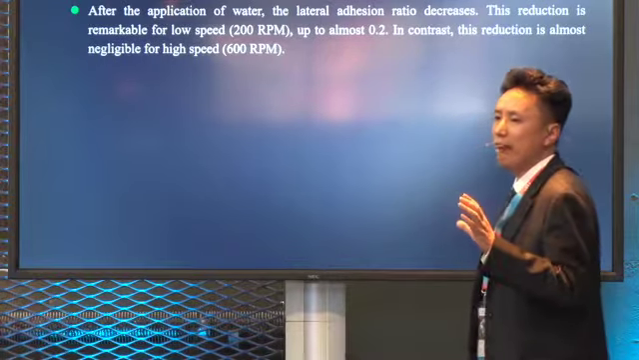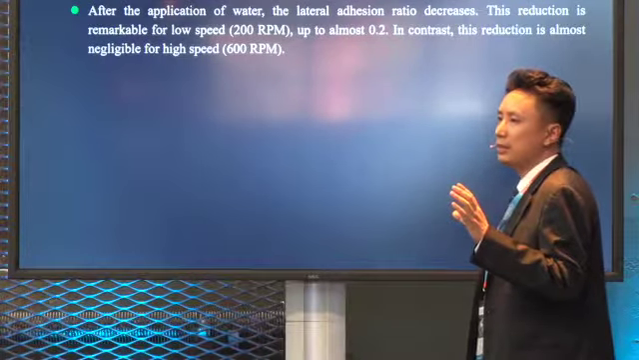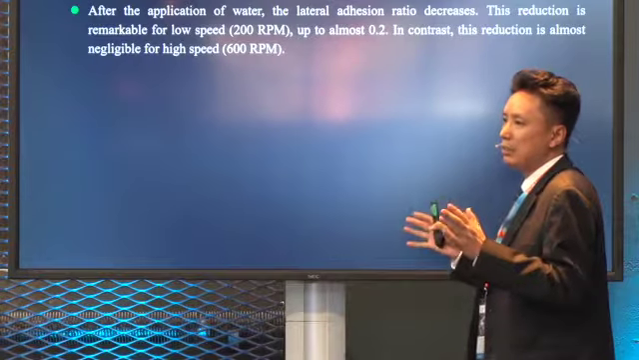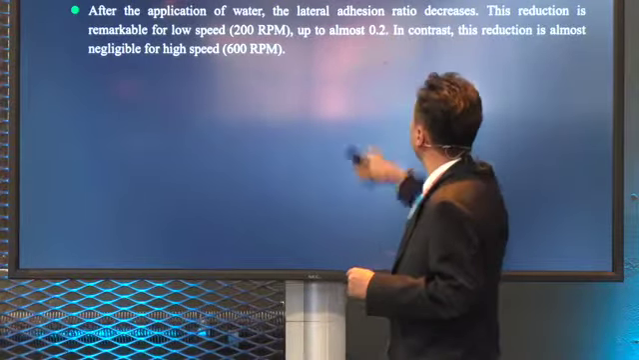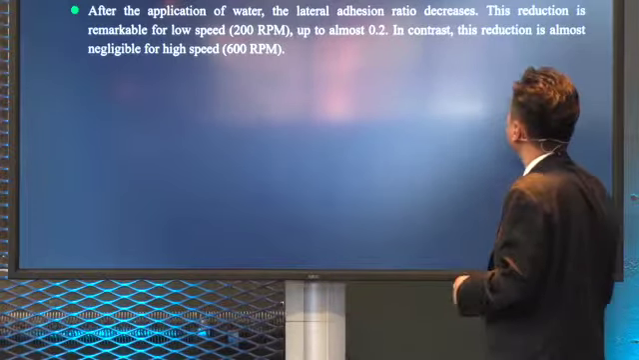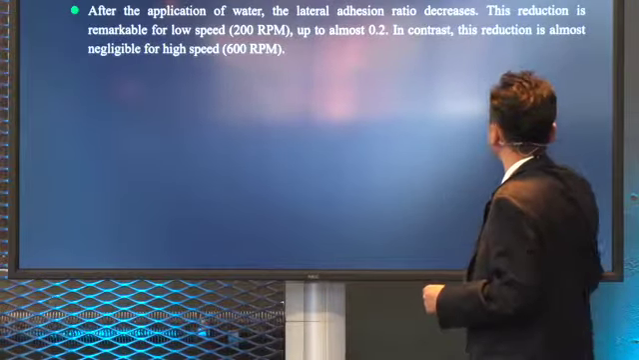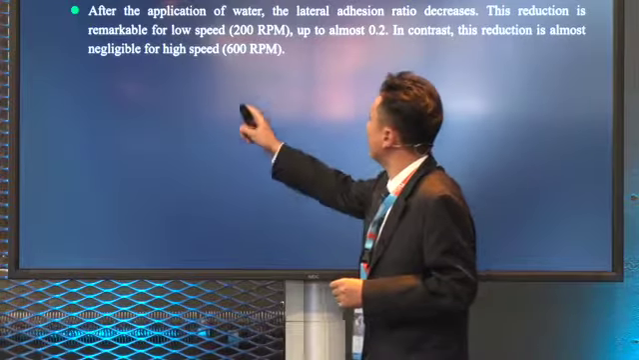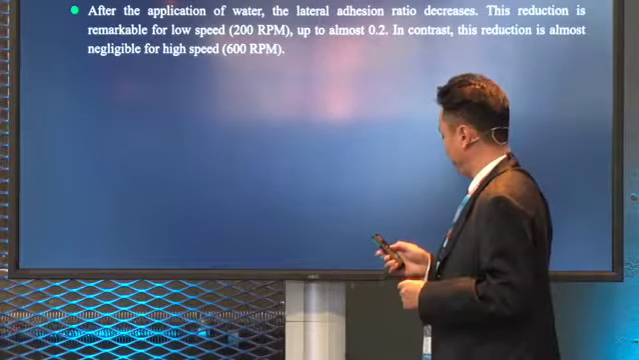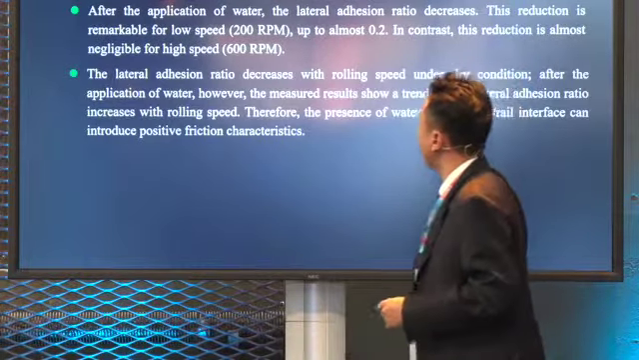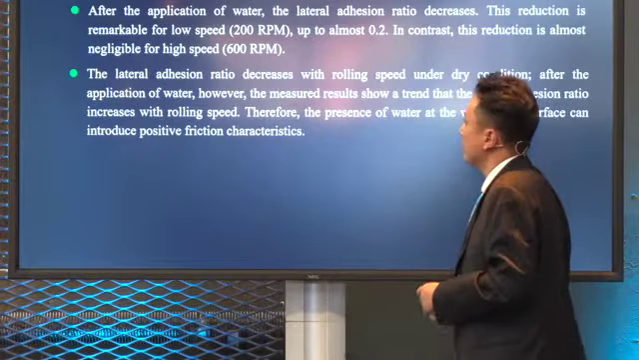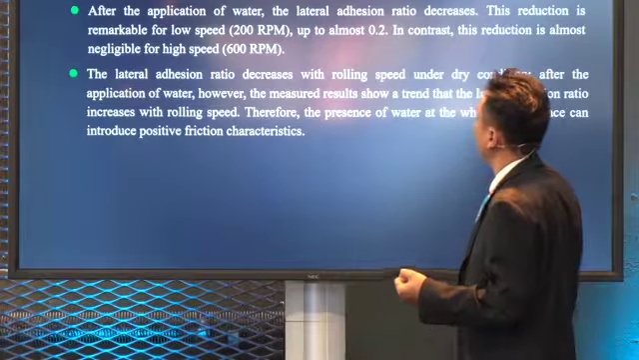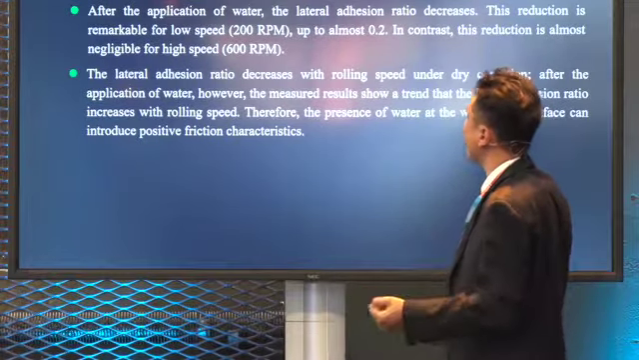So this is very evident, because normally we see that the lateral adhesion ratio is about 0.4, 0.3, which means that 0.2 is a large value. In contrast, this reduction is almost negligible for high speed. The lateral adhesion ratio decreases with rolling speed under dry condition. This is also similar to the case in longitudinal direction.